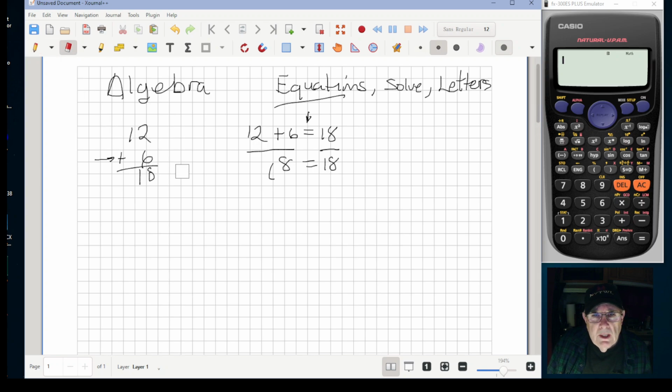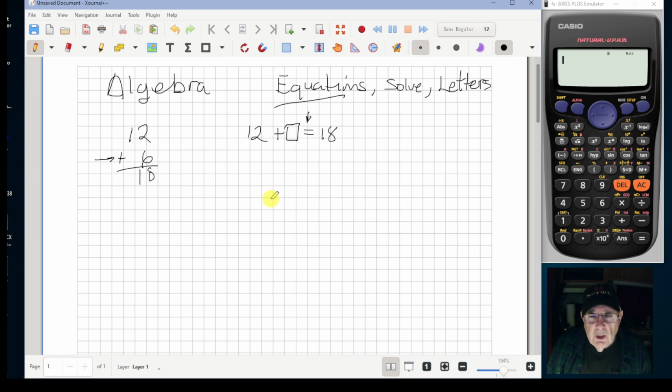Now, what makes this different from arithmetic is what happens if we don't know one of the values. I'll just draw an empty box here. Well, we've already worked the arithmetic problem, so we have a pretty good idea that this value is going to be 6. But let's look at the algebraic process of finding out what this value is, because it's a very mechanical process.